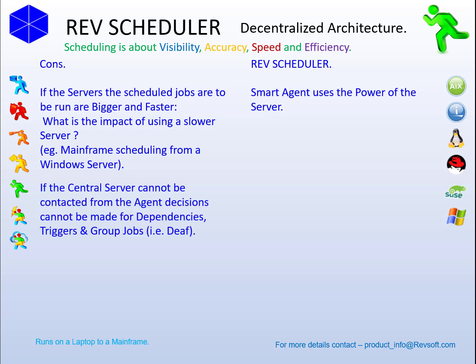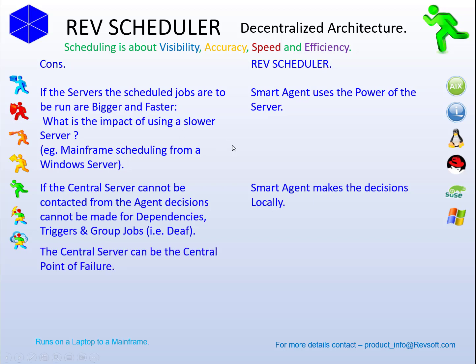The second con we saw was, what happens if the central server cannot be contacted by an agent for decisions that need to be made via dependencies, triggers, group jobs, etc. We've heard this called deafness in the industry. So what we did then is we're running on your server, so we don't need to go outside if we don't need to. The smart agent makes the decisions locally.